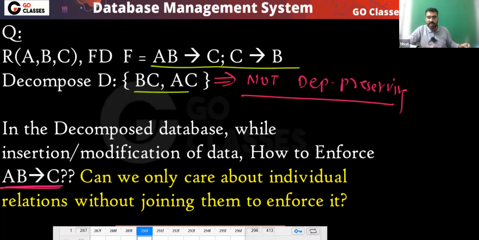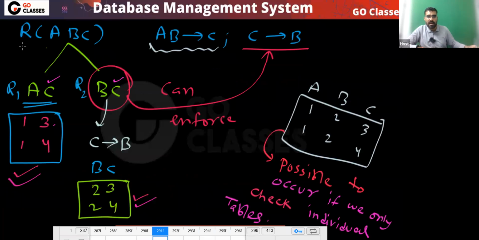You tell me, in the original database R, is this data possible? This is not possible. What I'm saying is, can you stop this data after decomposition? Are you getting my point, Nikhil? After decomposition, it is possible to occur if you only check individual tables. You can still stop this data, though.